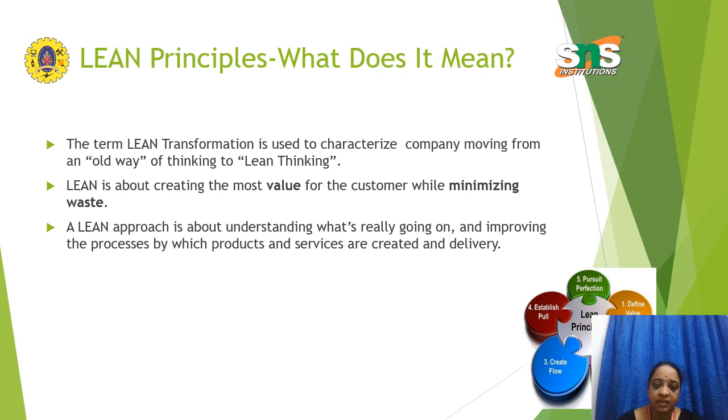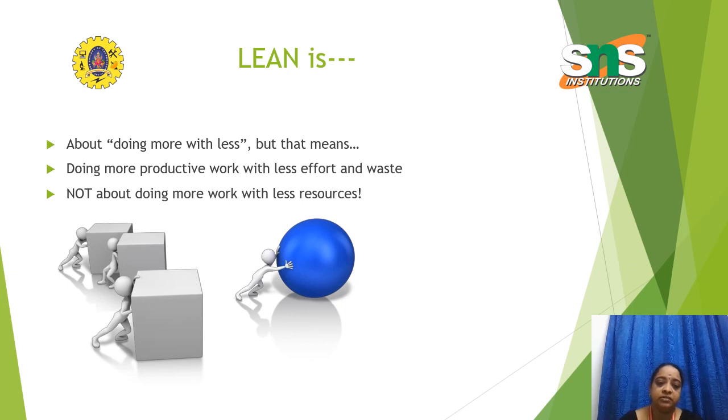The term lean transformation is used to characterize the company or the industry moving from an old way of thinking to lean thinking, which means minimizing the wastes in the form of both the raw materials and finished products, even in the manpower also. A lean approach is about understanding what's really going on in the industry and improving the processes by which the products and services are created and delivered to the customers. So lean is about doing more with less, but that means a lot. Doing more productive work with less effort and waste, not about doing more work with less resources. So resources will be the same and the output will be the same, but in between we have to manage the wastes, manage the lead time gap and so on.